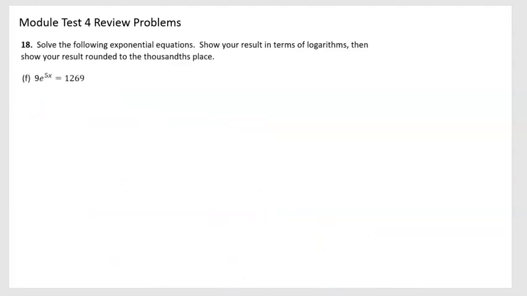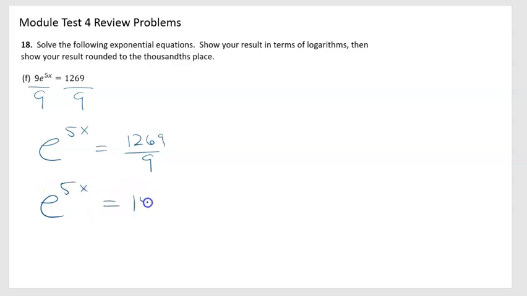Now to deal with example F, you'll notice your exponential function is not isolated. I can divide both sides by 9, and I should before I get started. So if I divide the left side by 9 and divide the right side by 9, I have e to the 5x is equal to 1,269 divided by 9. Now I don't even know if 9 divides into 1,269. I could check. Oh, it does, 141. Or I could have just left it like that and simplified later.